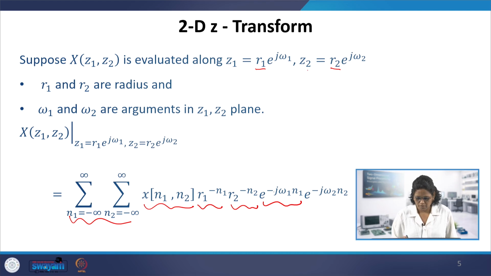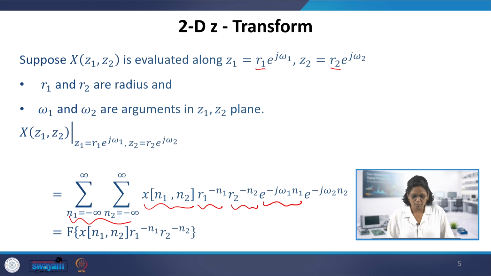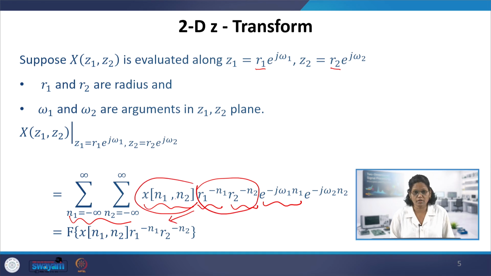So this is a case of expanding this. The representation it would give here is x of n1 comma n2, and these two sequences are considered to be x of n1 comma n2, r1 power minus n1, r2 power minus n2. So for this sequence, this is the DTFT, or the Fourier transform of this. The Fourier transform of this sequence is nothing but x of z1, z2 when it is evaluated at z1 equal to r1 e power j omega 1, z2 equal to r2 e power j omega 2.